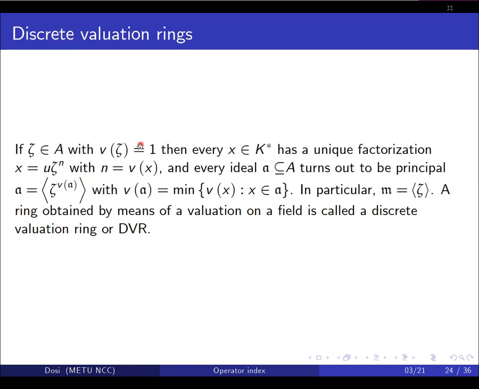Well, look, that's the case. How to prove that it's a principal ideal domain? You have to choose a special element whose valuation is 1. And then every x has a unique factorization: this guy is invertible, and these are powers of the special element. So every ideal turns out to be principal like that, and the valuation of the ideal means the minimum of all v of x.